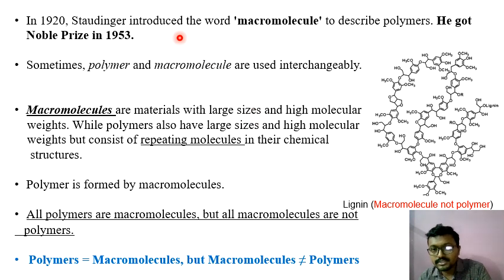Why? Because if we see the definition of polymer, in polymer there will be monomer molecules, and that monomer unit is repeated. But in macromolecules, it is not necessary to have the repetition of the monomer molecule. Because of that, all macromolecules are not polymer. Polymer is a macromolecule, but all macromolecules are not polymer because the repeating monomer unit may not be present in all macromolecules. Okay, next.